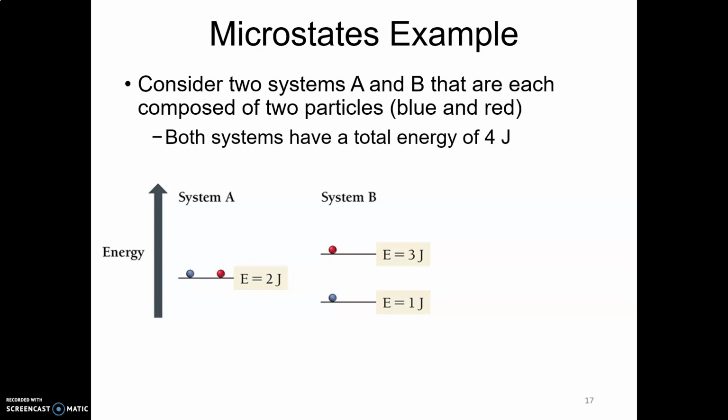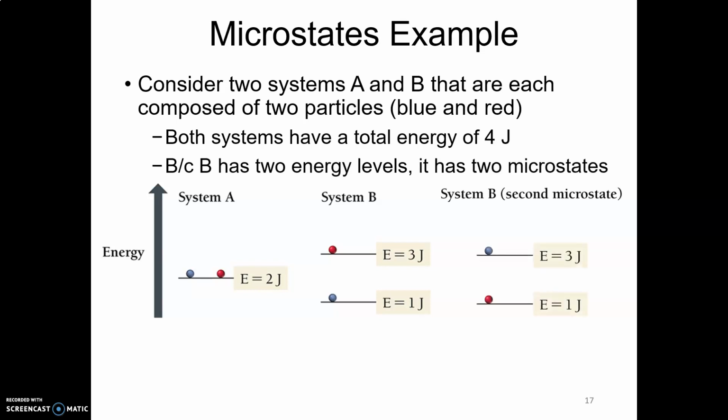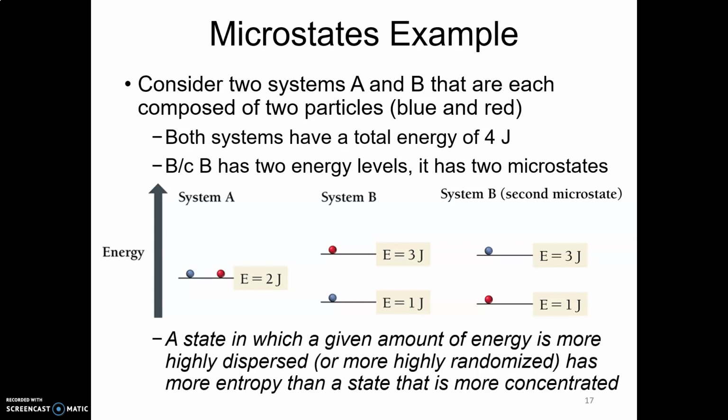But take a look at the systems. They both have 4 joules, but System B just says 1 particle is in each, which means you could move the particles around. And if you can move the particles around, then there's a second microstate, which means System B has a more dispersal of the energy. So System B has a greater amount of randomness or a greater amount of entropy.